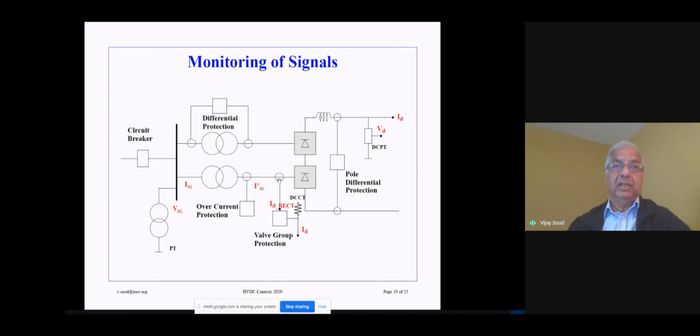So these currents over here, these are 3-phase currents. These are monitored. We rectify those in here and then convert that to a DC signal. The DC CT also measures the DC current. So these two can be compared, and you can give an indication to the valve group protection system.